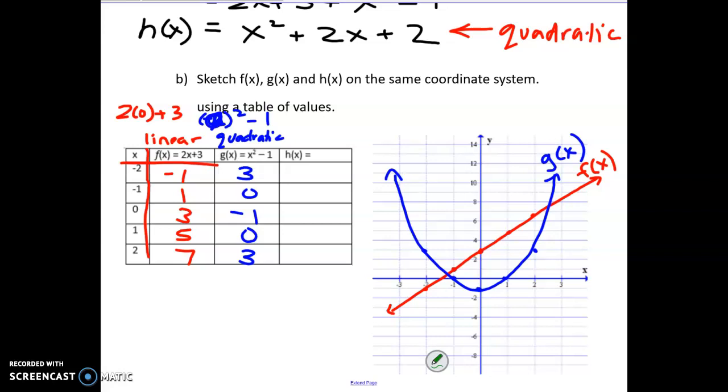Now we're going to move on to h of x. Now we already said h of x is also quadratic because we came up with this equation up here.